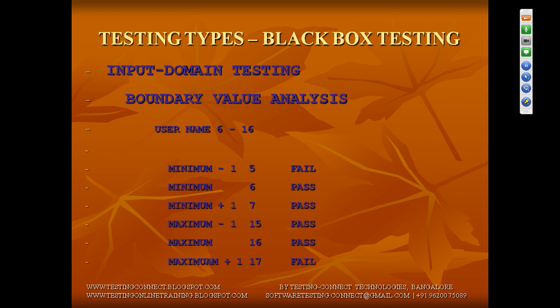First, you will go to minimum -1. Minimum -1 is nothing but 5. 5 means fail, right? So a 5 character login username should not be accepted. Then minimum means 6 characters, which should be accepted. Minimum +1, 7 characters, also should be accepted.